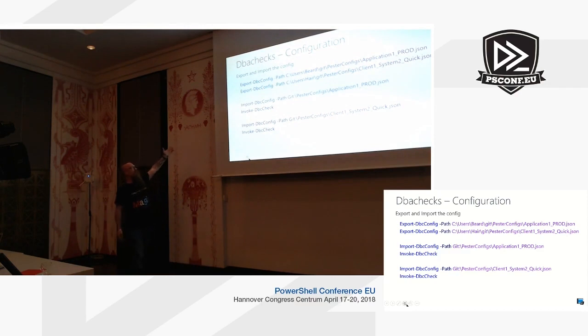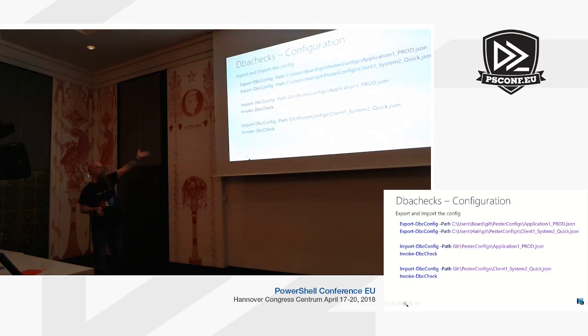Then she does the same thing, but she's working on client one system two quick, because these are quick tests for when something might be wrong, just to quickly run some to make sure everything works. She exports those as JSON into Git, and it gets checked in. This means that when we put this into our CI/CD process, or when we want to just use it ourselves, we can just import that configuration for application one production, and all I need to do is invoke DBC check. So it makes it really simple for anybody to be able to do this.